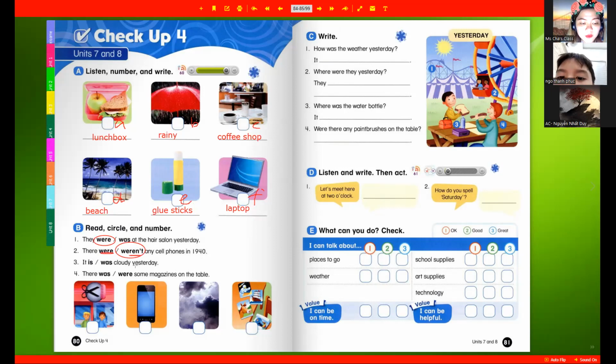This is cloudy yesterday. It is or it was? It was. All right. It was cloudy yesterday. Number 4. There was or there were?